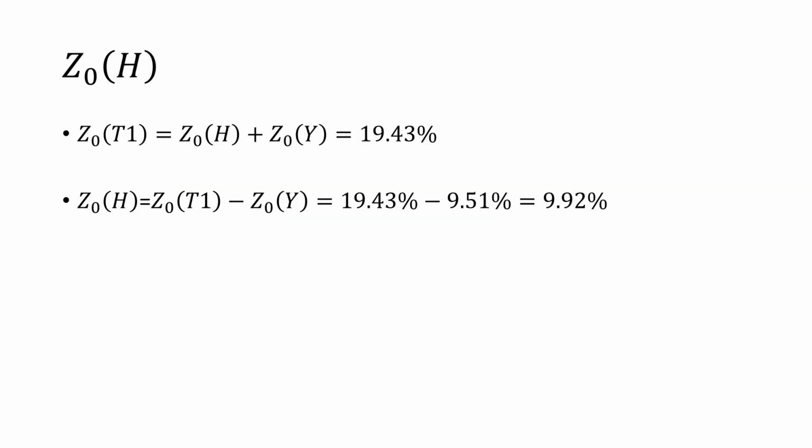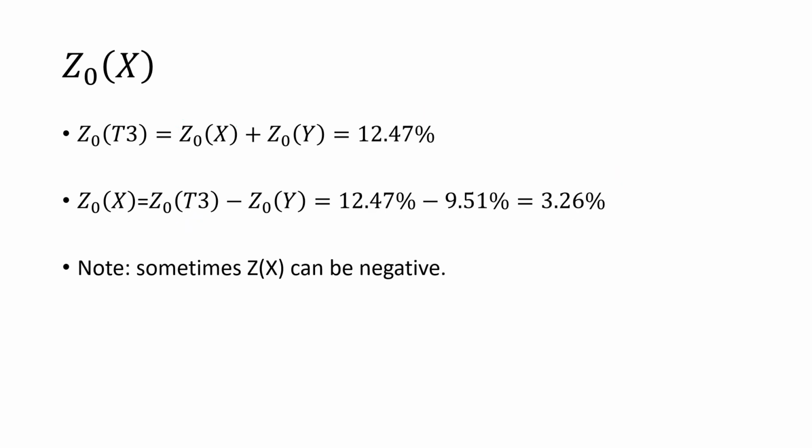So then from the previous slides, we know the zero sequence impedance from test 1 is just the sum of the zero sequence impedance of the high voltage plus the stabilizing winding, and I calculated this value here. So if I rearrange, I can calculate the high voltage, because this is known and this is known from this slide here. Then it's just a matter of plugging the numbers. So it's 9.92%.